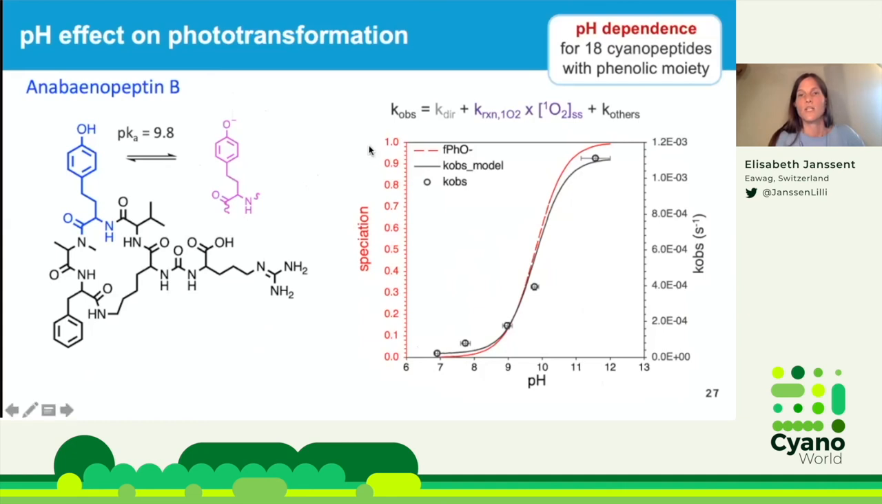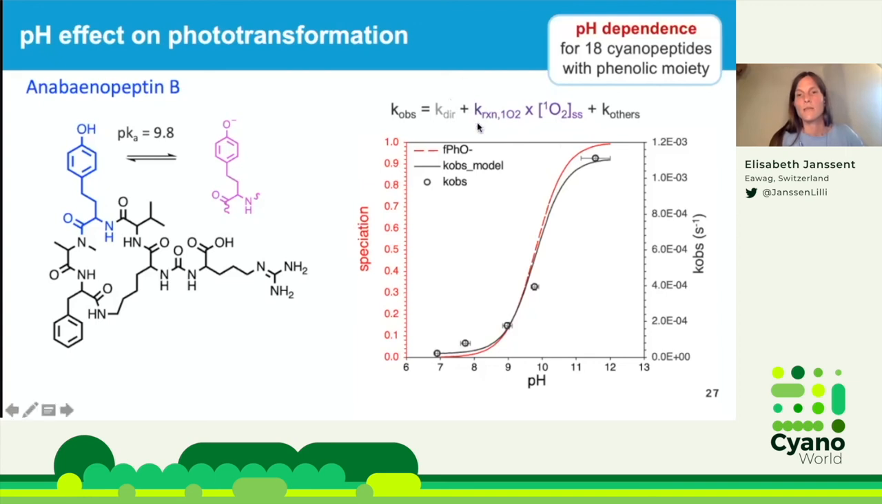And the rate that we observe in our experiments, that k_obs, the observed reaction rate, is a combination of all the photochemical processes that may occur. But we could verify that direct photochemistry without photosensitizer is not happening. And the reaction with singlet oxygen is the product of the bimolecular reaction rate constant, how fast the compound can react with singlet oxygen, times the steady state concentration of singlet oxygen, the oxidant in solution.